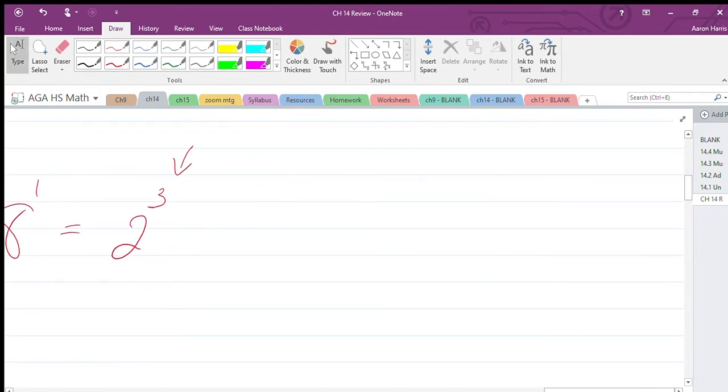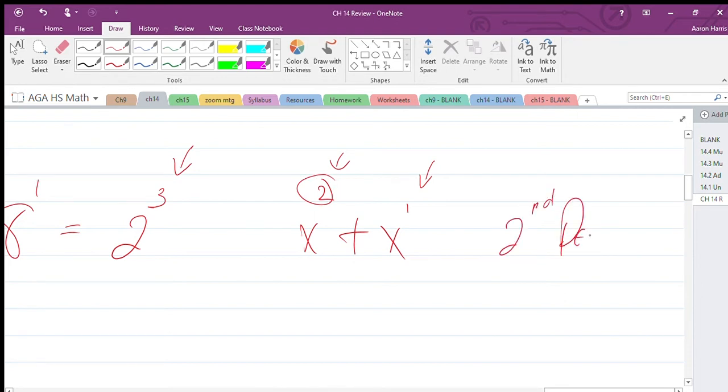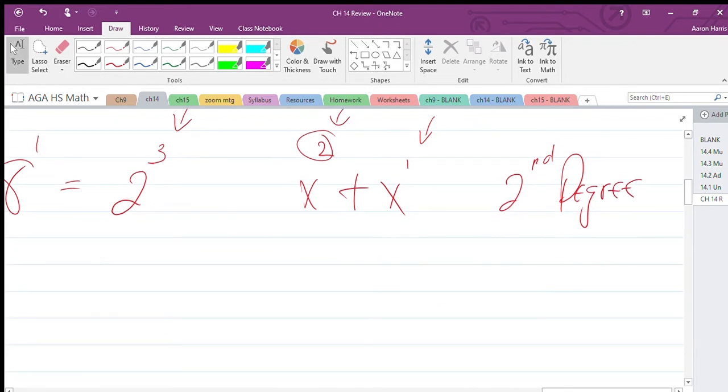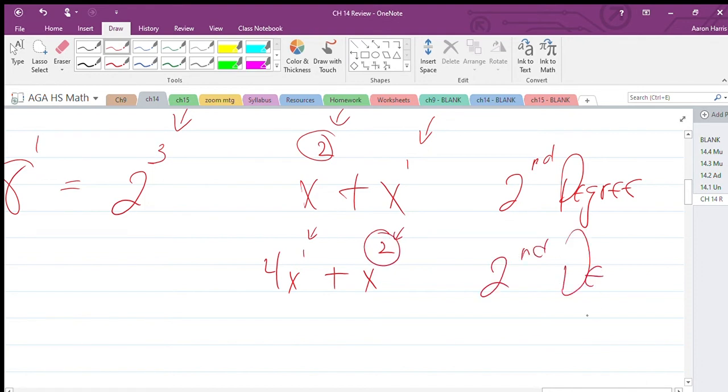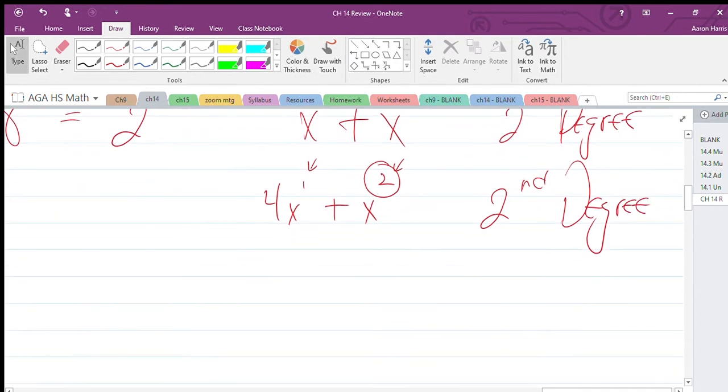But if I look at x squared plus x, well, if it's unwritten, then I know the power is 1. Which one has the highest power? 2. So the degree is called a second degree. Okay. What if I have 4x plus x squared? Well, this is really a 1. This is 2. So it's still a second degree polynomial, okay? Regardless of the 4, we only look at the powers of the variables.